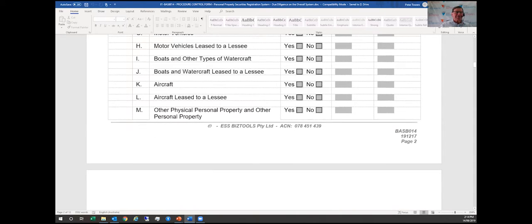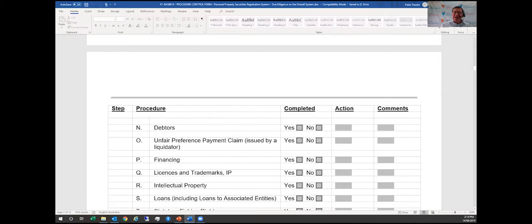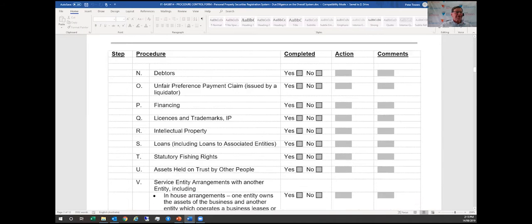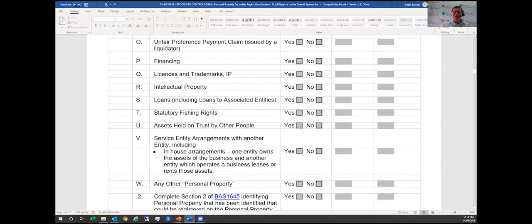watercraft, aircraft, other physical assets, debtors, the potential for unfair preferential payment claims, which we'll talk about in a moment, but things like financing, licensing and trademarks and intellectual property that may have been hired out or leased to someone, loans, including loans to associated entities. There's been a famous case that the company lost over $2.3 million by not having, in effect, registered on the PPSR loans made to another company within the group.